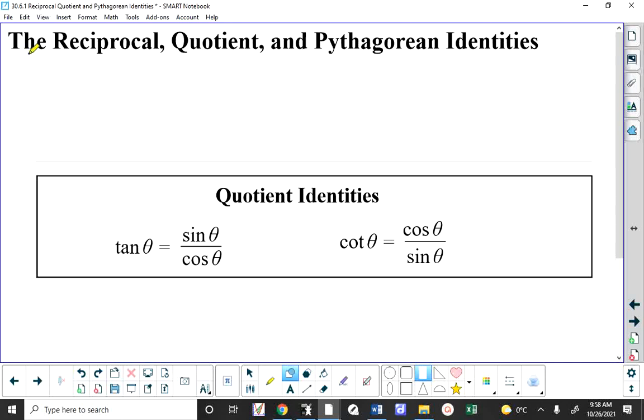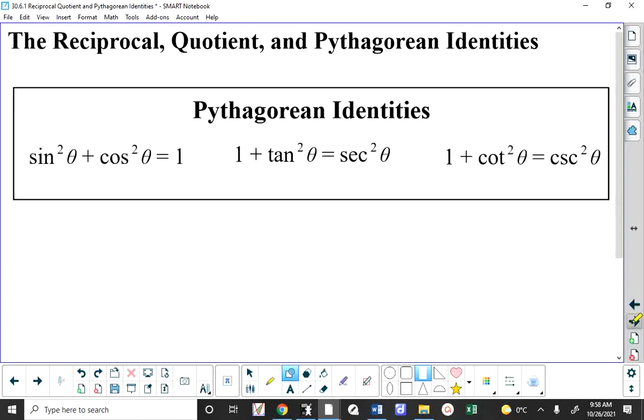I think you kind of suspected that this first one was always true. Because tangent on the unit circle is y over x, isn't it? And sine is y and cosine is x. And this should make sense to you then. Because if you buy that tangent is sine over cos, which should make sense, cotangent has to be the reciprocal.